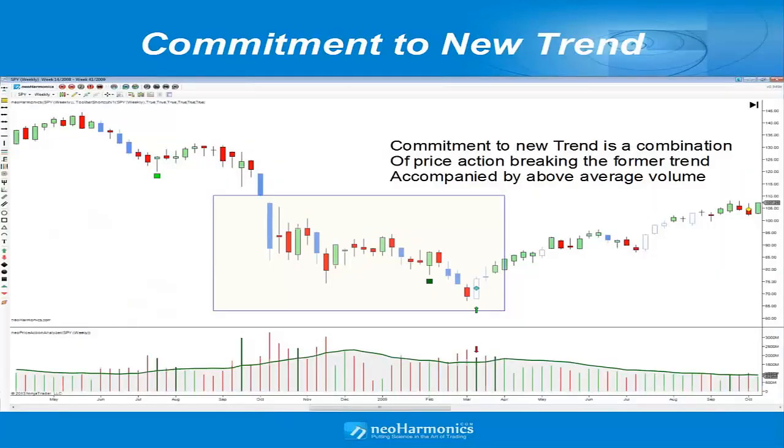This is the chart of the S&P 500, the SPY weekly chart, the end of 2008, beginning of 2009. The one thing I want to bring your attention to is where the green arrow points to a commitment to a new trend, which is a combination of both price action, breaking the former trend, accompanied by above average volume. The trend was going down, making lower lows and lower highs for the 4 previous bars. This bar breaks that trend, but it's also accompanied by above average volume to the upside.